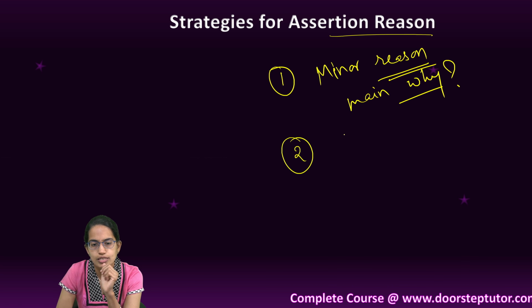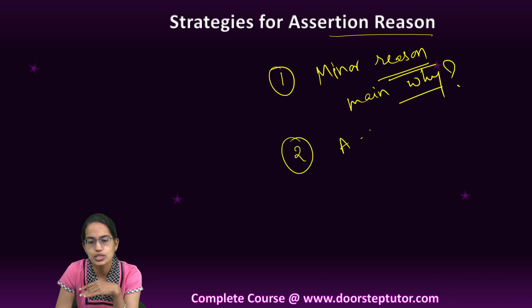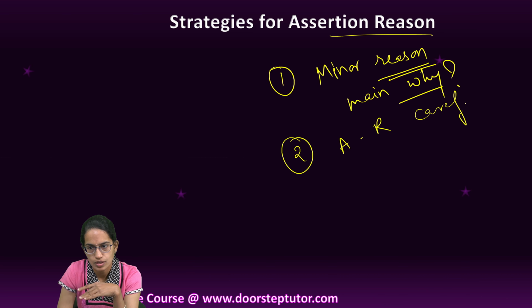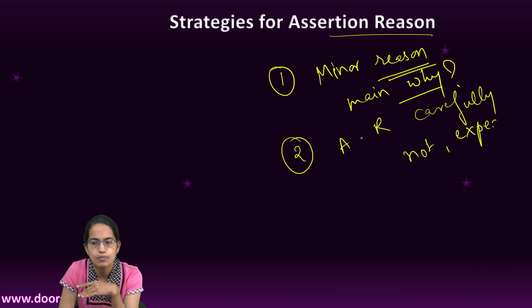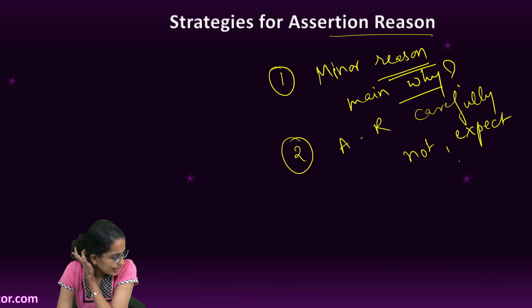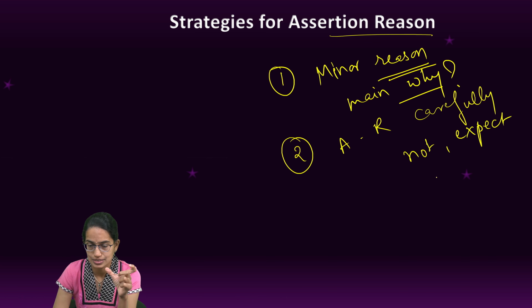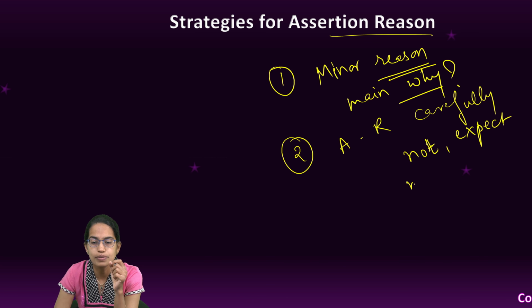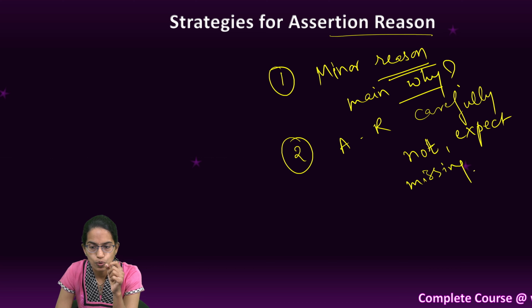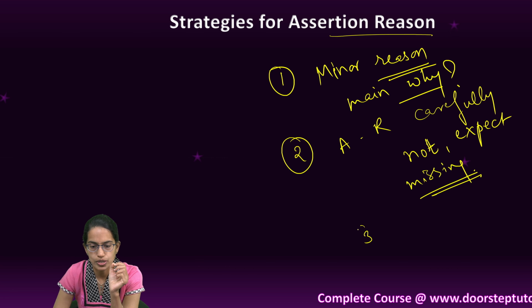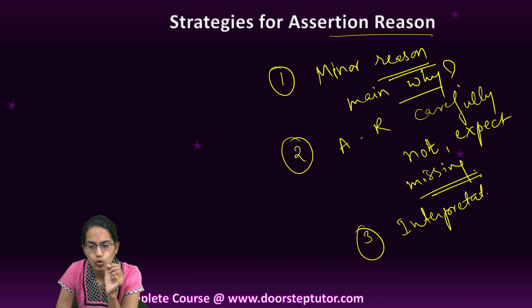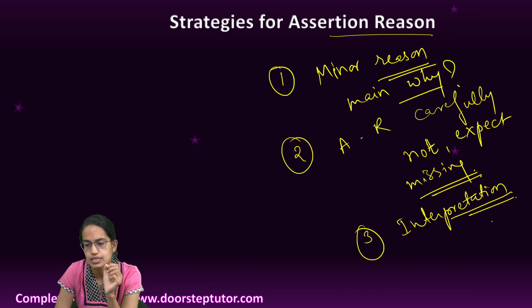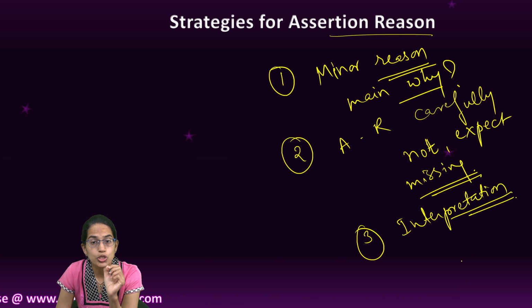Read the choices, the reason and the assertion carefully. If there is a "not", if there is an "except", if there is any other thing that demarcates the statement, make sure you are not missing it. So don't miss any important thing. And then there is interpretation. Since I said it is all about critical thinking, interpretation is important. It should not be an incorrect interpretation of the thing.